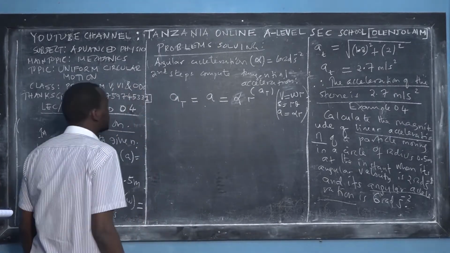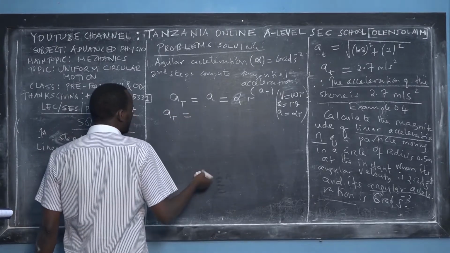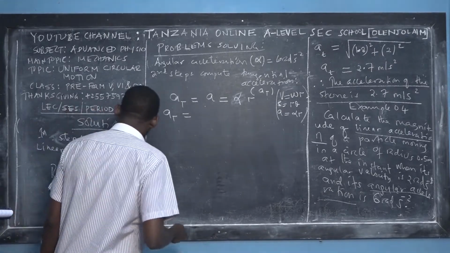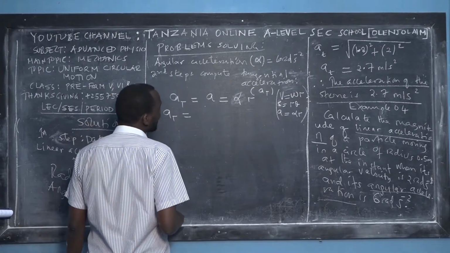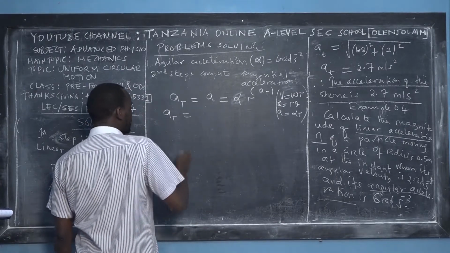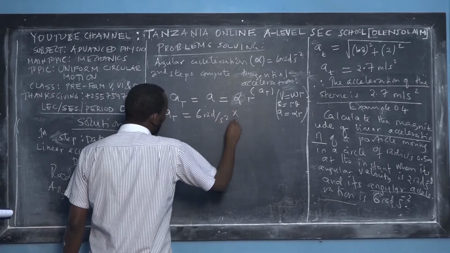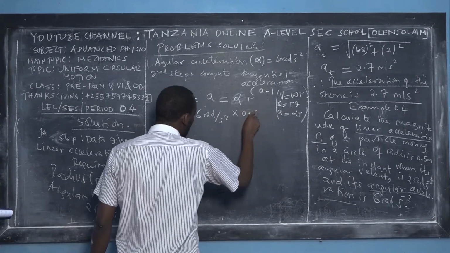Never forget that. So the tangential acceleration for this model is equal to the radius times the angular acceleration. What is the angular acceleration? It's 6 radians per second squared. Then what is r? The radius of the circle is 0.5 meter.